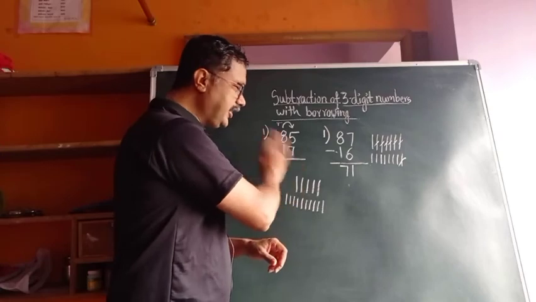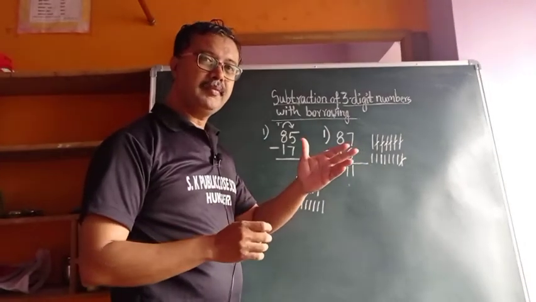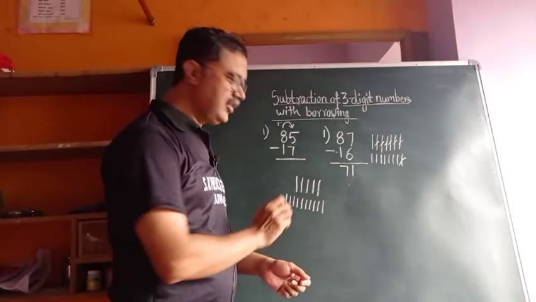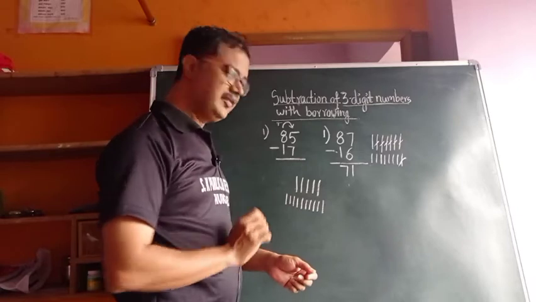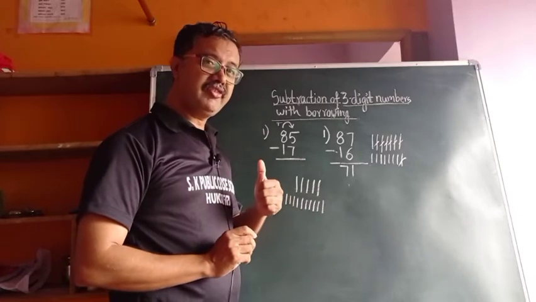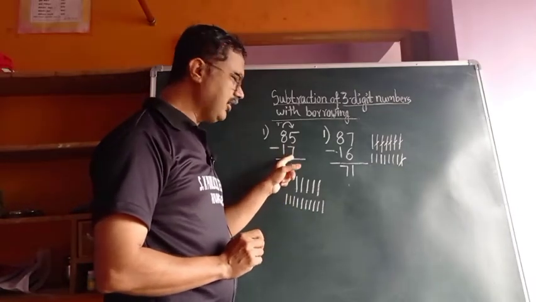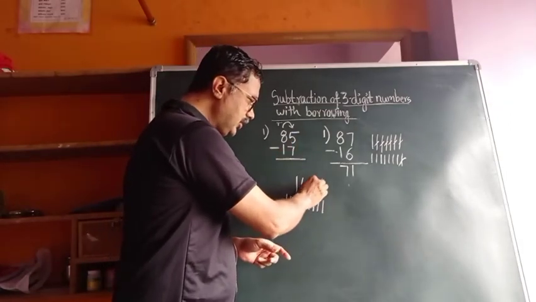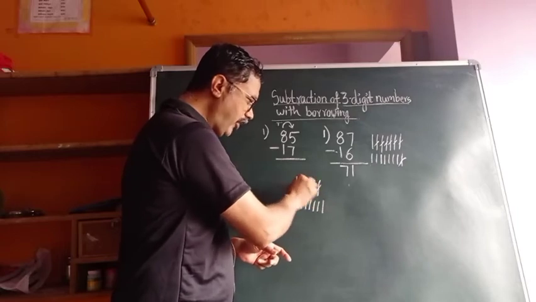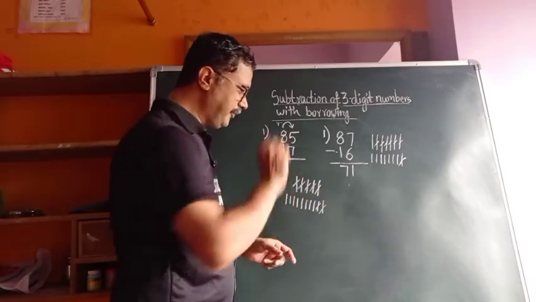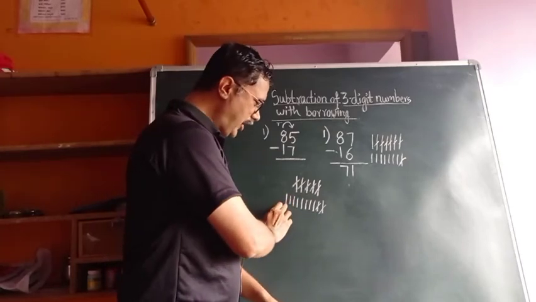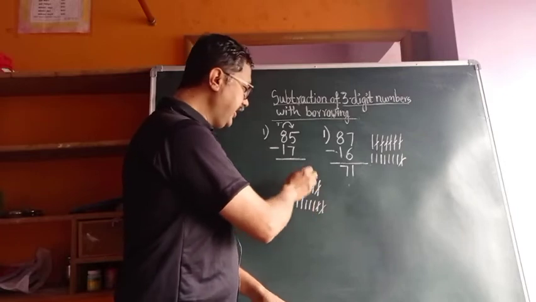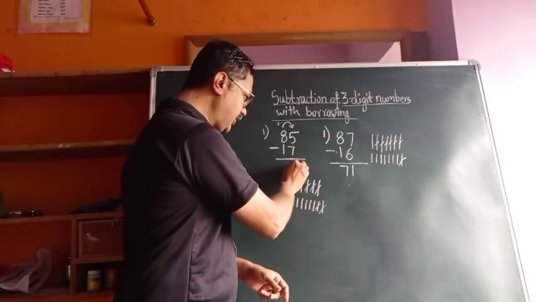Now we can give 7 chocolates to them because we have 5 plus 10. 5 plus 10 means 15 minus 7. You can do that one. Now we can subtract that 7. 1, 2, 3, 4, 5, 6, 7. Now how many are remaining? 1, 2, 3, 4, 5, 6, 7, 8. 8 chocolates are remaining with you.